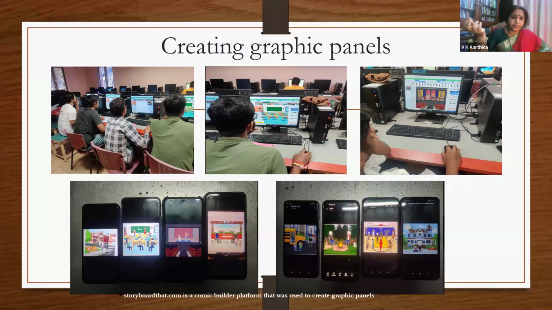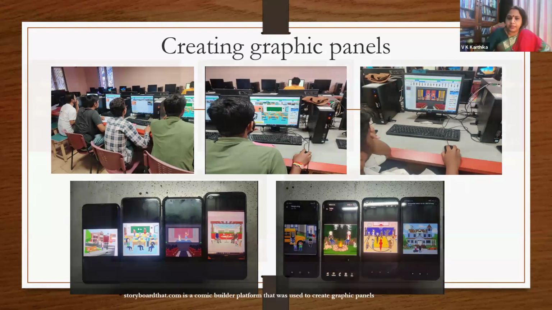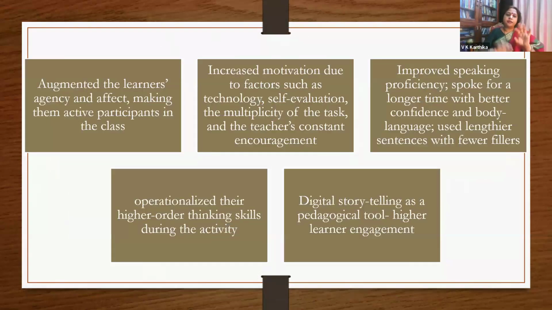So the creativity was pretty high. They had to use a lot of vocabulary. As the panels change, the story grammar changes. So a lot of focus, attention, engagement, everything was visible in this particular activity. When we synthesize it, you can see that it augmented the learner's agency and affect, and they were all active participants in the process. So as I said, higher learner engagement and motivation was visible in both the activities.